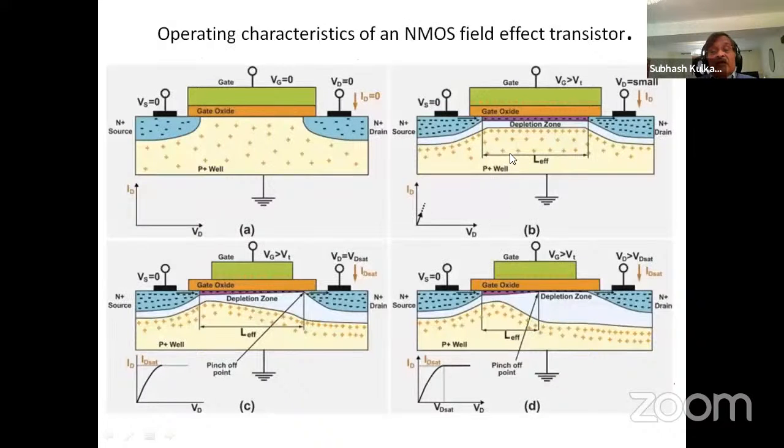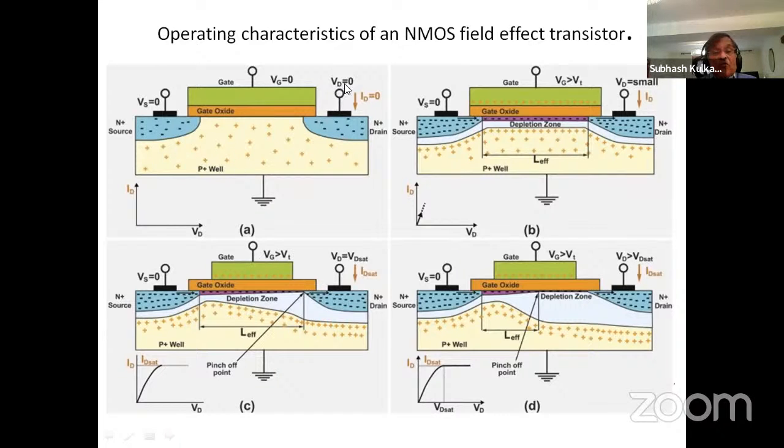Okay. Here are the operating characteristics of the transistor. This is where the gate is. This is the gate oxide. And you have the arsenic diffused regions on both sides. And here is your boron doped region. So you cannot pass any current. There is a PN junction, which has a higher resistance.